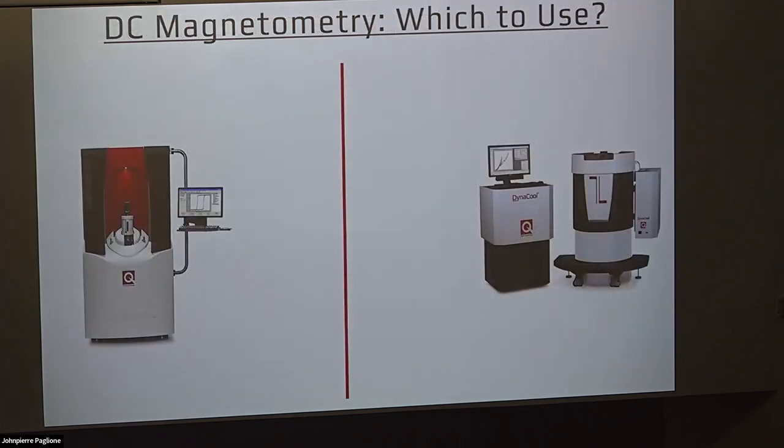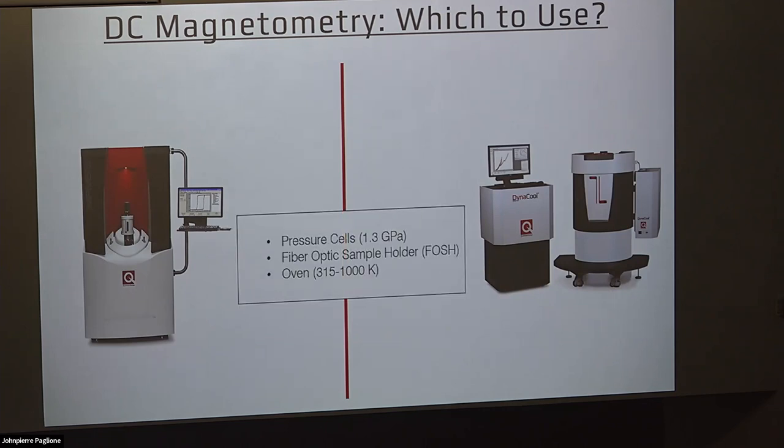So again, I just talked about two different systems. Which one do I use? Common to both systems are the pressure cells we sell, which are hydrostatic pressure cells. They go up to 1.3 gigapascals. We have sample holders which allow you to illuminate the sample with light. We have an oven option which can extend the temperature range up to 1,000 Kelvin. This is identical between systems. If you can get away with micro EMU type of sensitivities and you want to be able to ramp the temperature in field, the VSM is the tool for you, right?